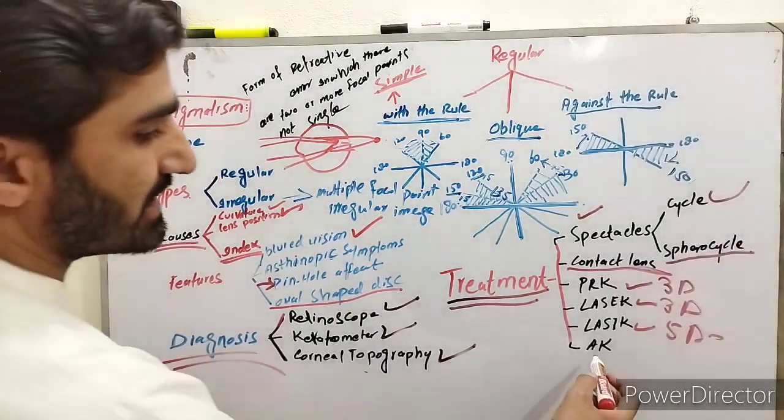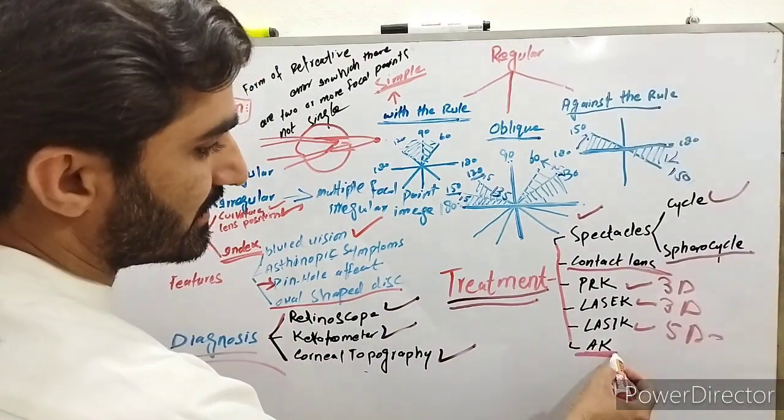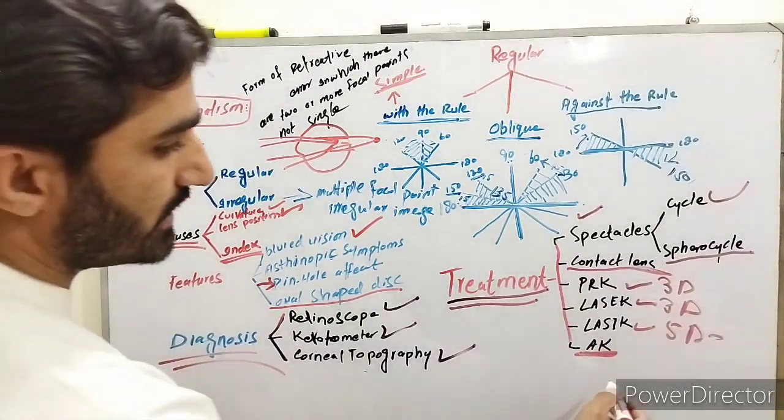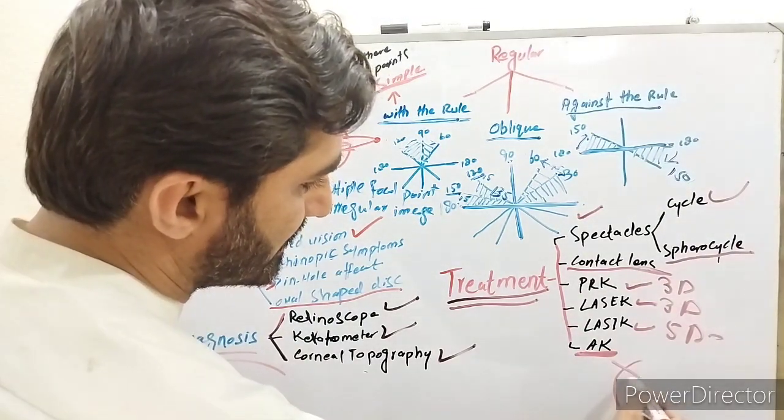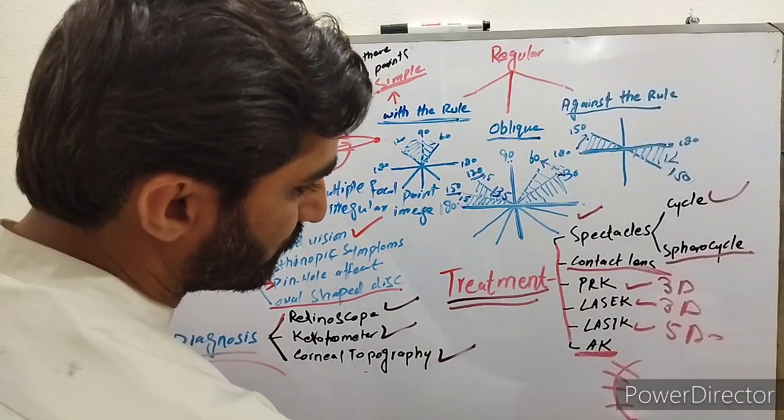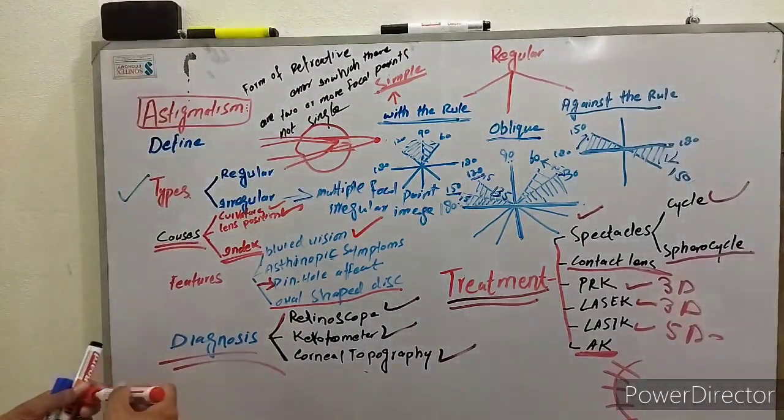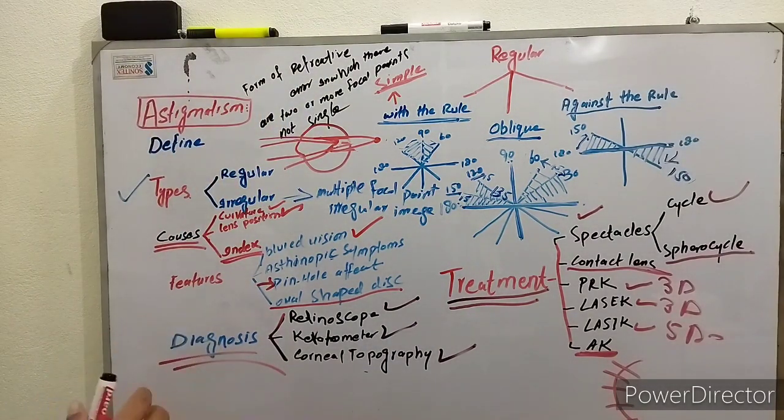Now AK, astigmatic keratectomy. Here we cut the cornea at different positions. This is called astigmatic keratectomy. These are the treatments of astigmatism.